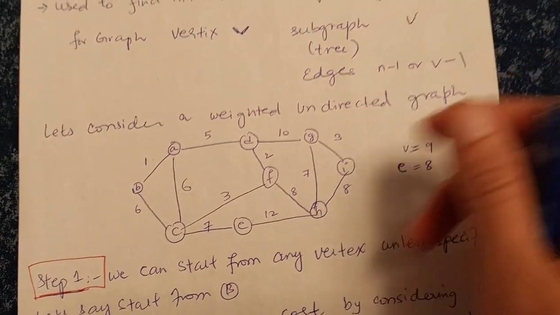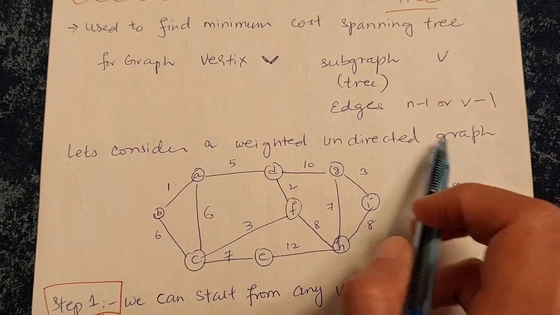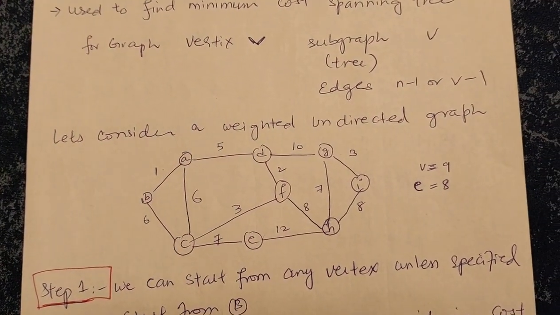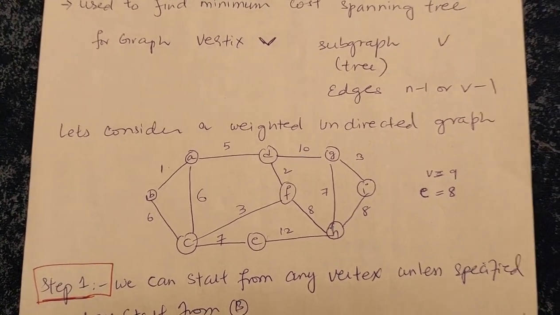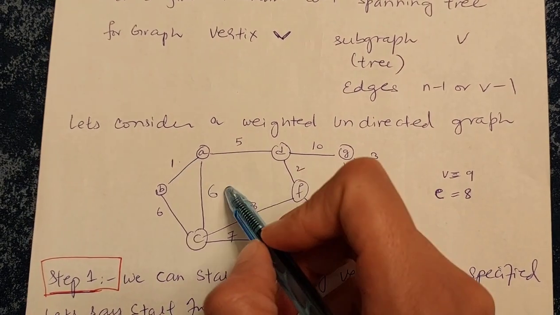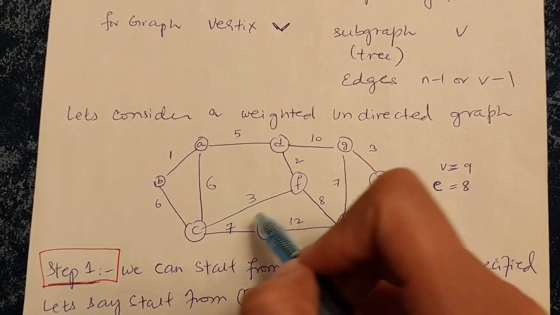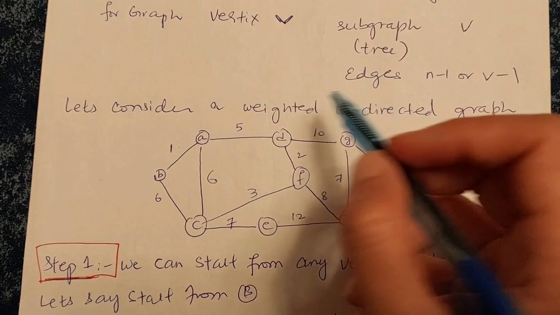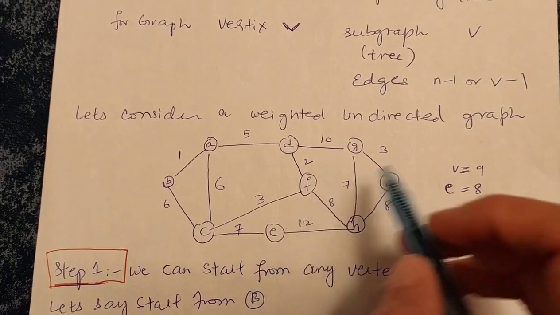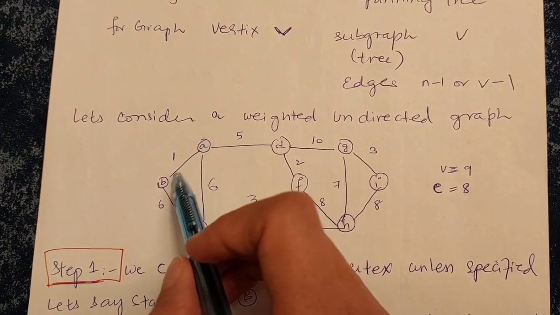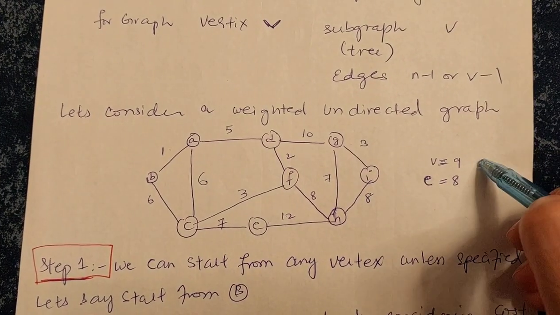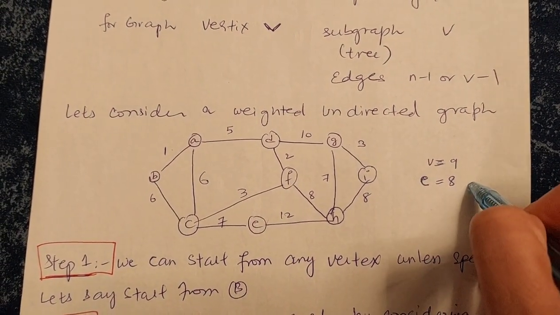Okay, so now let's consider a weighted undirected graph. Basically this is an undirected graph. You cannot see any arrows, so that is why it is undirected, and it is weighted because on each edge we have some value which is something other than 1. That is why we are saying that it is a weighted undirected graph. So how many vertices do we have? We have 9 vertices. You can count 1 2 3 4 5 6 7 8 9. So how many edges? 9 minus 1 equals 8.